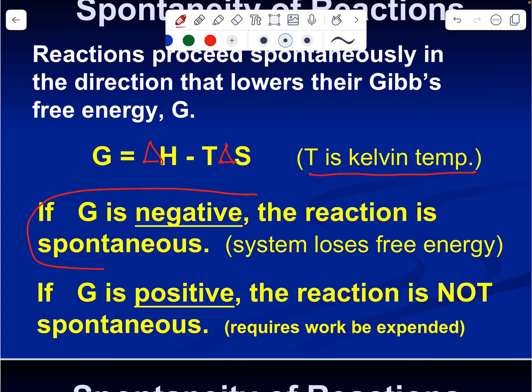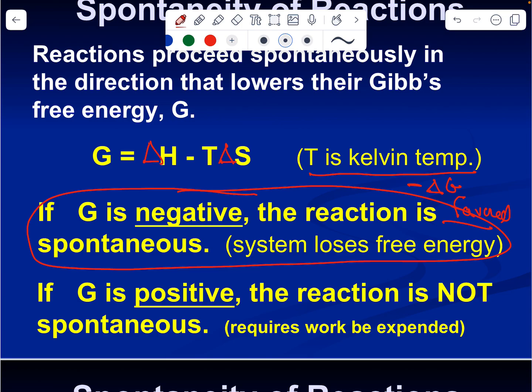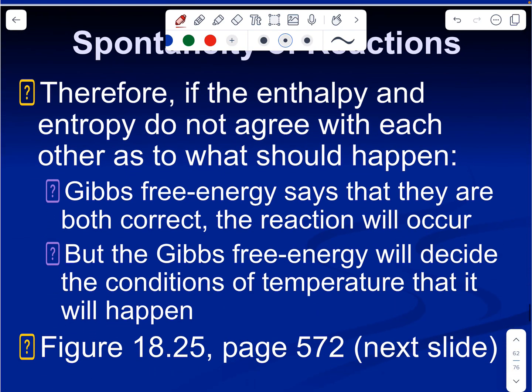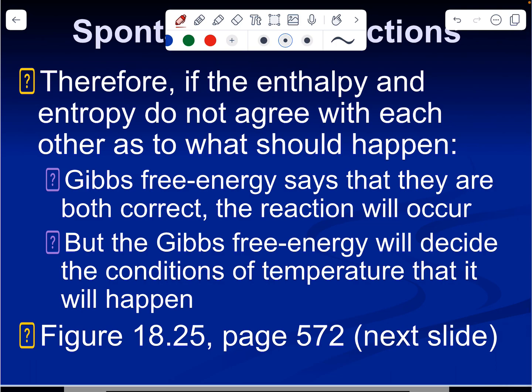So if delta G is negative, then it's spontaneous. This is important. A negative G is favored. That's spontaneous. A positive G is non-spontaneous. That's important. It's sometimes a little counterintuitive. So if entropy and enthalpy don't agree, we do our equation, we calculate the Gibbs free energy, and we find out if the reaction will occur.